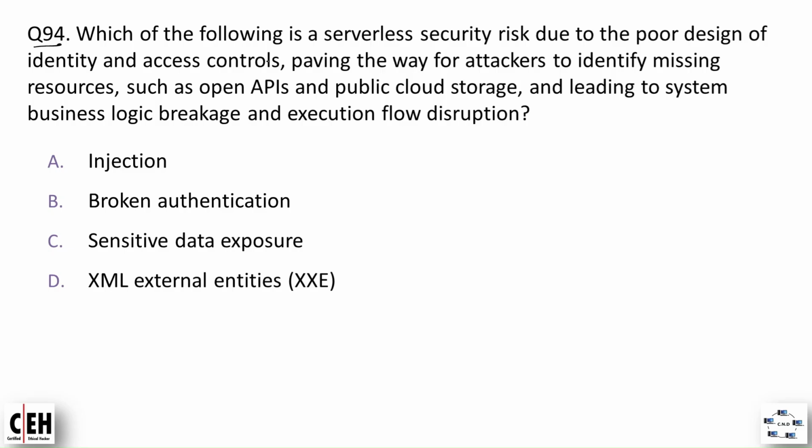Question number 94. Which of the following is a serverless security risk due to the poor design of identity and access controls, paving the way for attackers to identify missing resources such as open APIs and public cloud storage and leading to system business logic breakage and execution flow disruption?